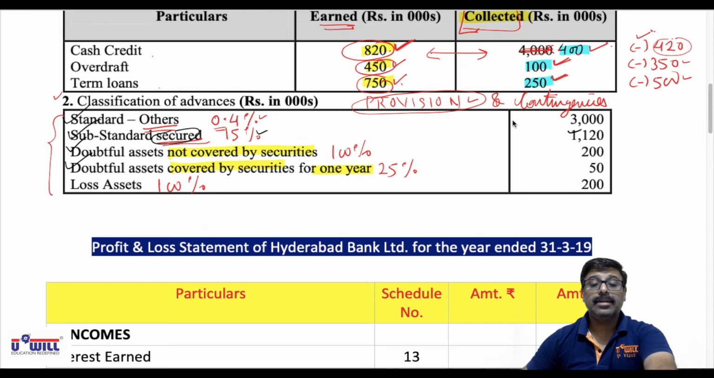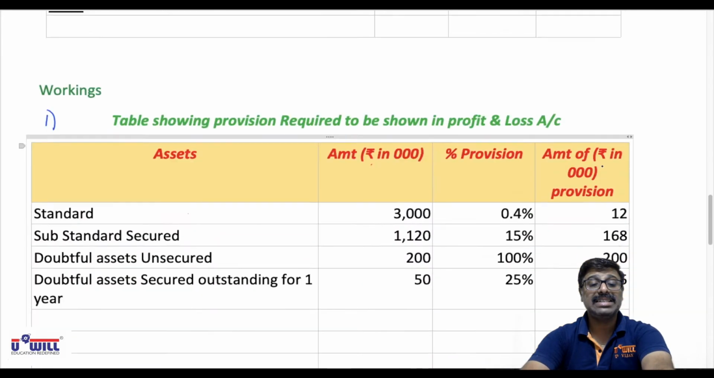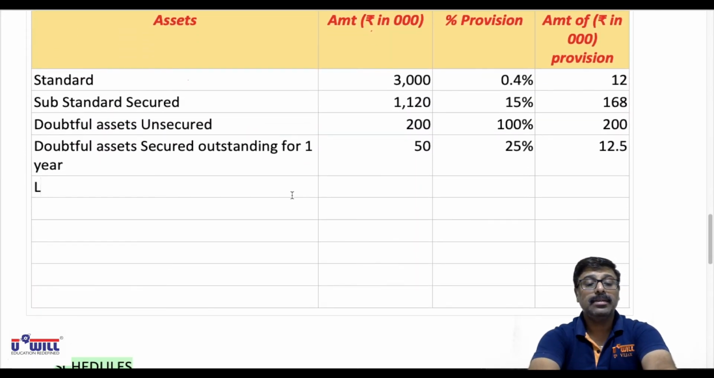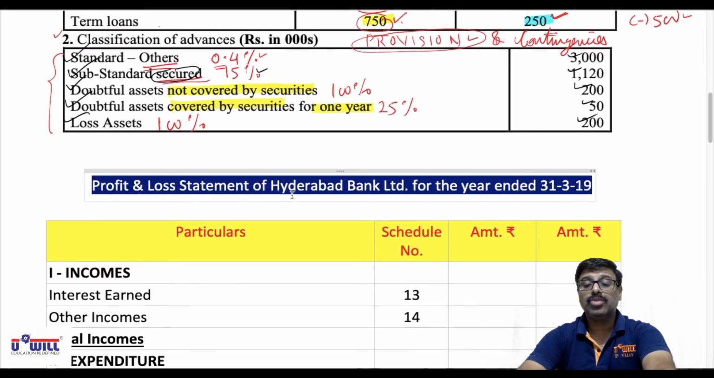Then, this 3000, 1120, 250 is covered. Now loss assets of 200, we have to create 100% provision. So loss assets 200 and 100% provision, that will be 200. So all the items are done.